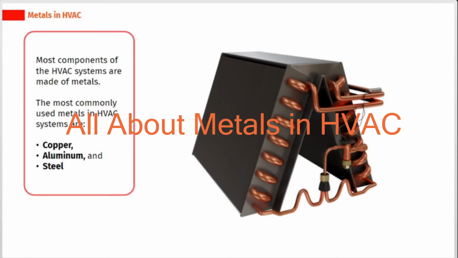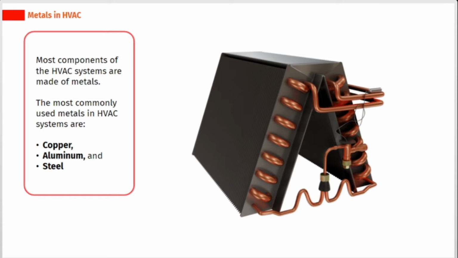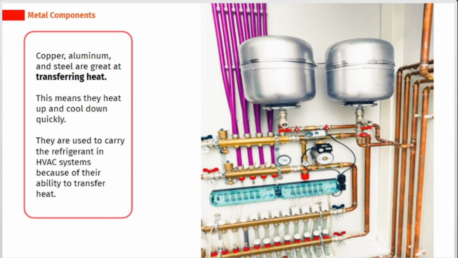Most components of the HVAC systems are made of metals. The most commonly used metals in HVAC systems are copper, aluminium, and steel. Copper, aluminium, and steel are great at transferring heat. This means they heat up and cool down quickly. They are used to carry the refrigerant in HVAC systems because of their ability to transfer heat.